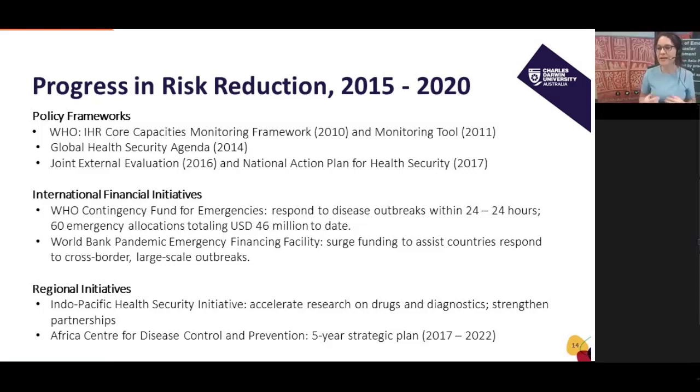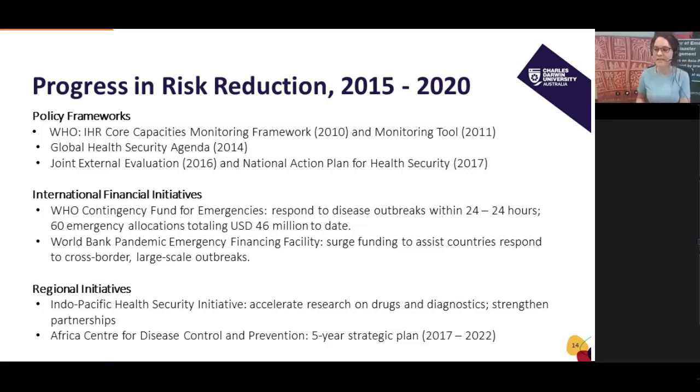Okay. So there are a variety of ways that we can measure preparedness or come up with an understanding of how ready countries are to detect and respond to infectious disease outbreaks. So one of them is led by the World Health Organization, which is the International Health Regulations Core Capacities Monitoring Framework, and the monitoring tool. But one of the big limitations of these was that there's no enforcement mechanism. So countries have no incentives to actually follow through with their obligations.